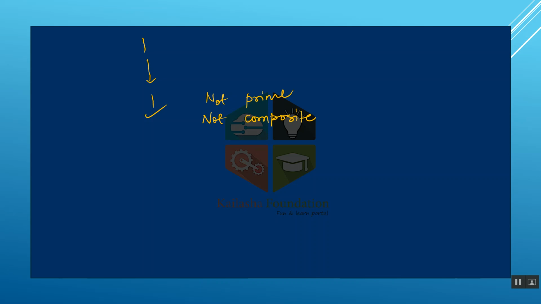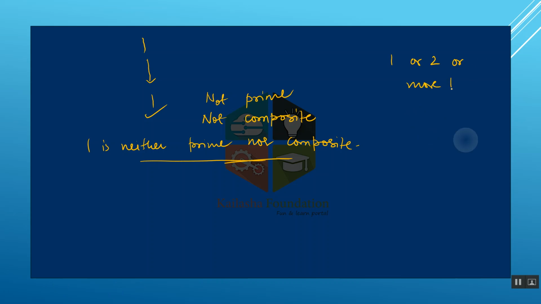One is neither prime nor composite. That we have to remember. And a natural number can have either one, or two, or more than two factors.